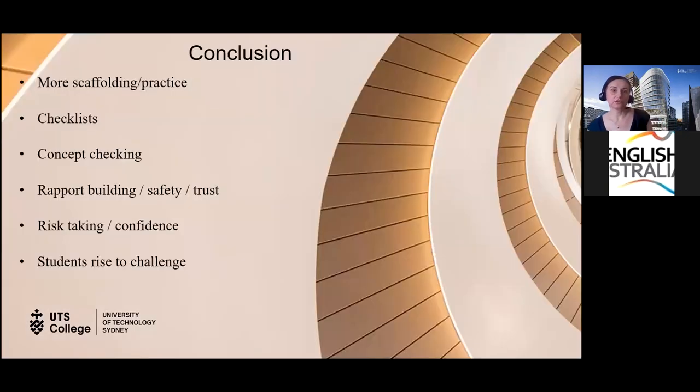So all in all, I have just started a third cycle, and I've already made a few changes. I need to have more scaffolding, more practice before the students embark on their own feedback sessions, more concept checking and checklists. They love their checklists.